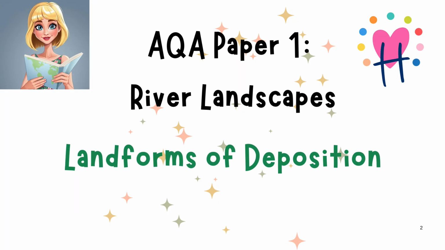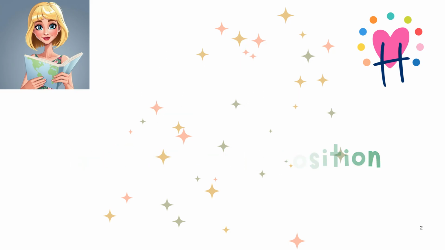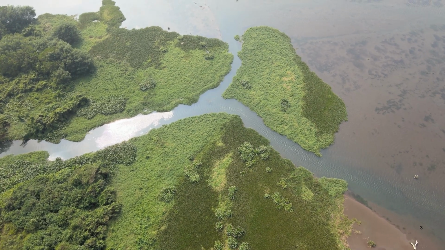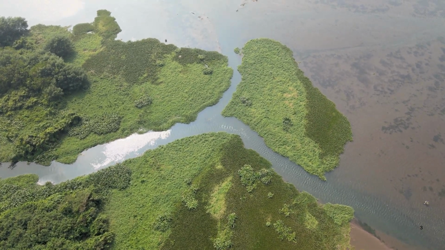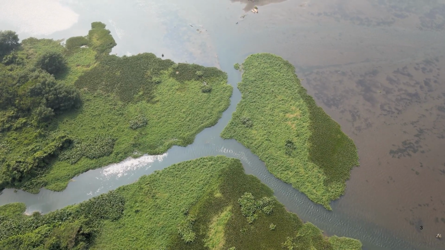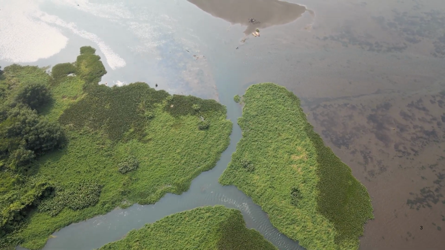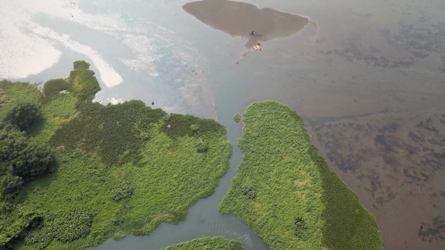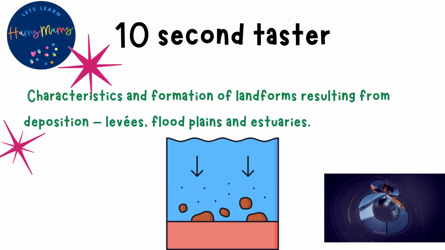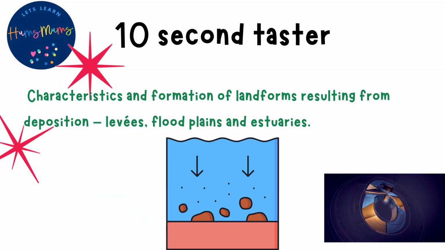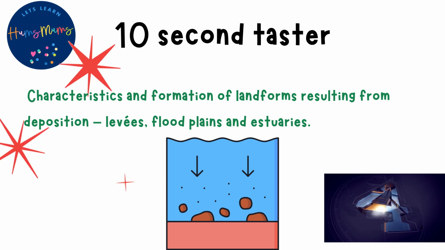Final instalment on the landforms section of River Landscapes for AQA Paper 1. Today, it's all about the landforms of deposition. That is, what happens when the river deposits or drops what it's been carrying due to low energy, loss of energy in the lower course. So we're looking at specifically levees, floodplains and estuaries.